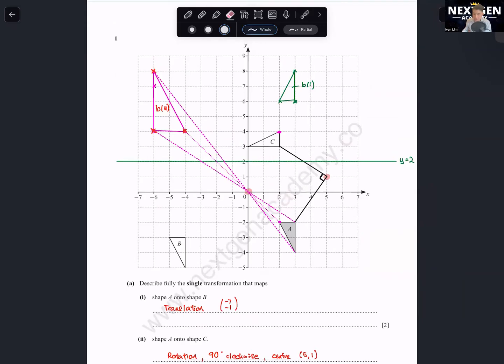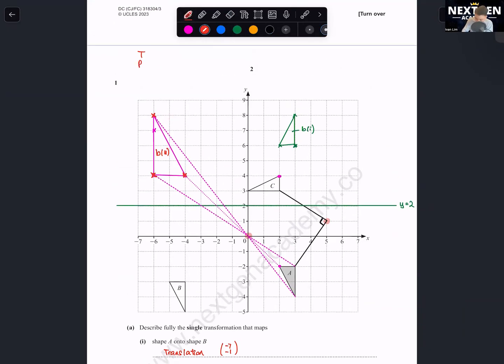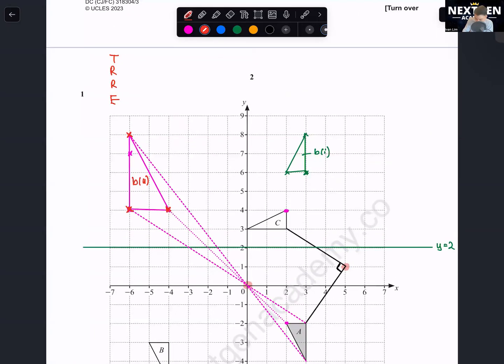Okay, all good? All right, transformation, 100%, one question will come out. Either paper 1, paper 2 or paper 4, confirm one question will come out. So you all need to know all your transformation. There's only 4 transformation. Do you all know what are all the 4 transformation? The acronym is TRRE. For those who don't know, TRRE.